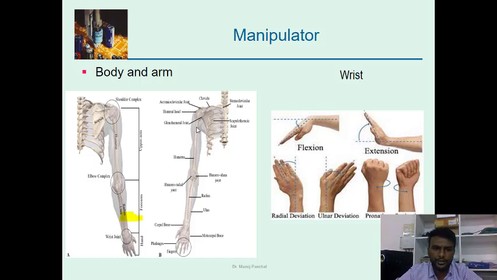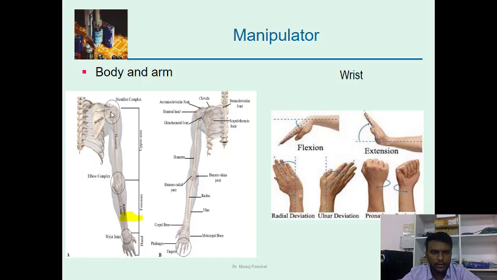Whatever motion you can do with the shoulder joint, that we can do with the robot. So we can include different joints here and try to incorporate the same kind of motions. The next one is here at the elbow.